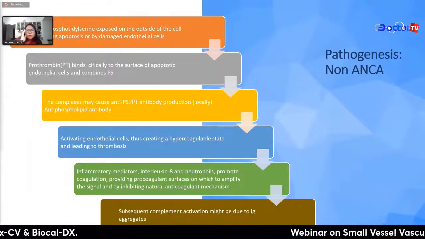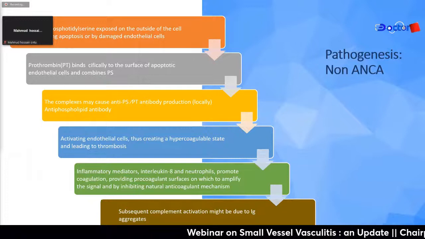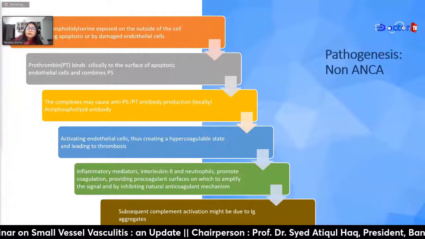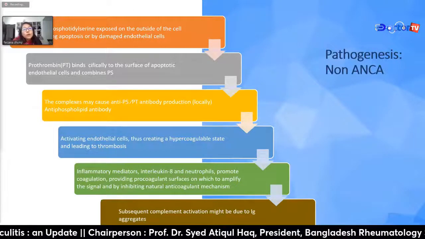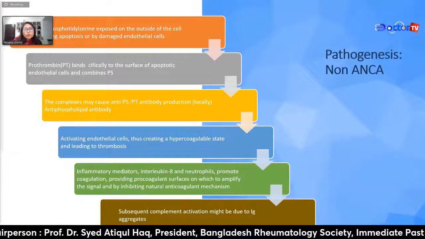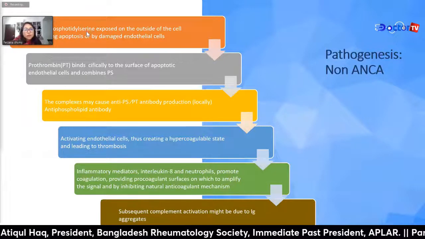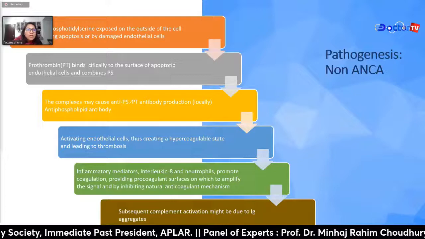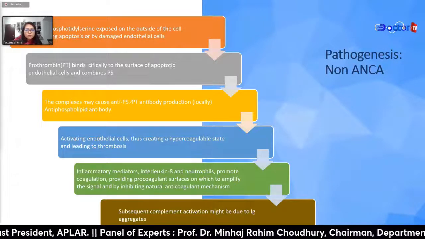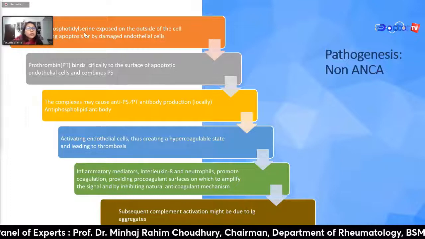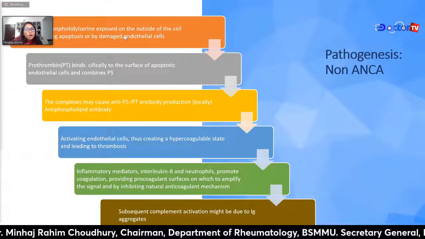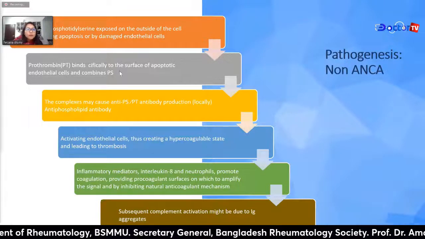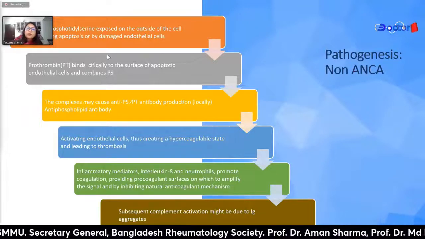So I would like to describe pathogenesis in short, because the immune-complex-mediated pathogenesis has been nicely described by Dr. Tania Kobe. In some literature, cutaneous vasculitis has been described as either immune-complex-mediated or non-immune-complex-mediated. I'm showing you here the non-immune-complex-mediated pathogenesis. As all of you know, the membrane consists of cardiolipin and phosphatidylserine. When it is exposed on the outside of the cell membrane during apoptosis or by a damaged endothelial cell, prothrombin binds officially to the surface of the endothelial cell and combines with phosphatidylserine.